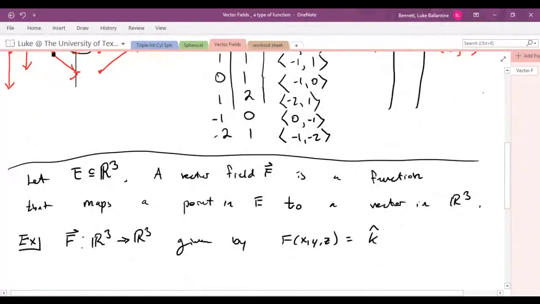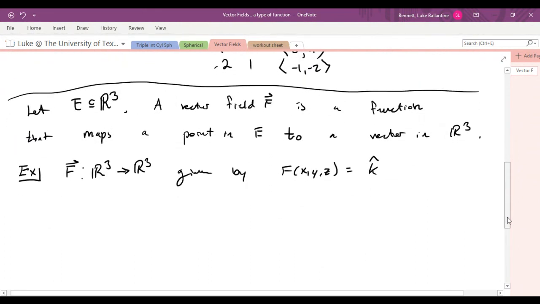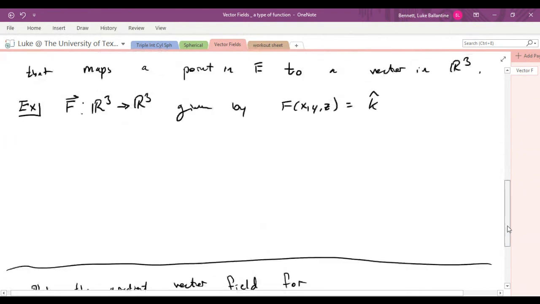Okay, let E be a subset of R3. A vector field F is a function that maps a point in E to a vector in R3. I already said that, but this is just points in R3 getting mapped to vectors in R3. And we have an example: F maps R3 to R3, given by f of xyz equals k hat. What would this vector field look like?